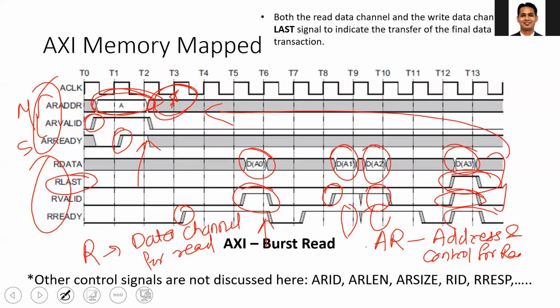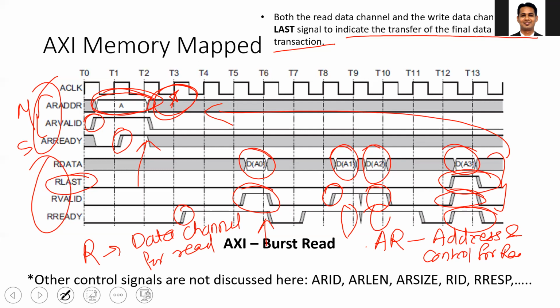And then the master makes the ready equal to 1, and the transaction takes place. Usually with the data signal, write data or read data, you have this last signal, which indicates the transfer of the final data in the transaction. As I told you, data, ready, and valid are the 3 important signals.